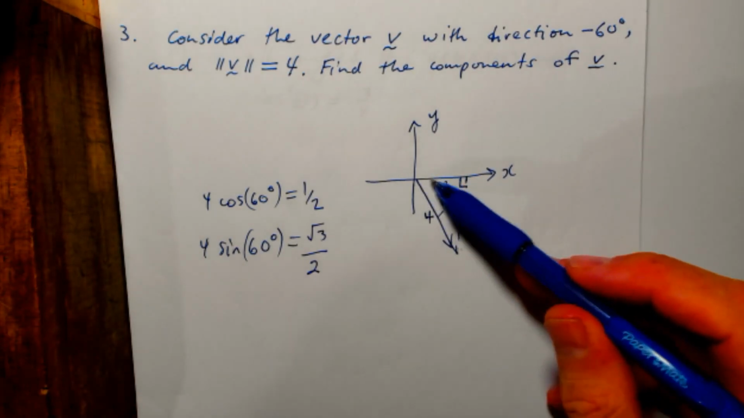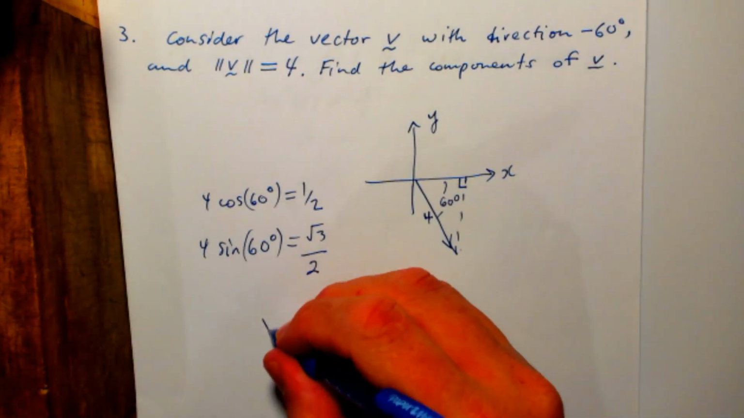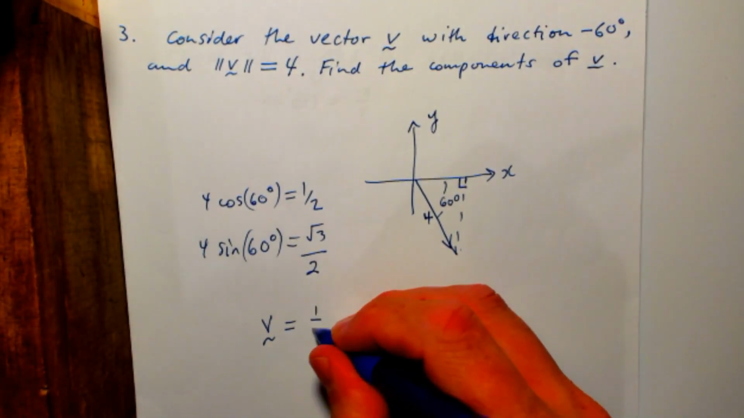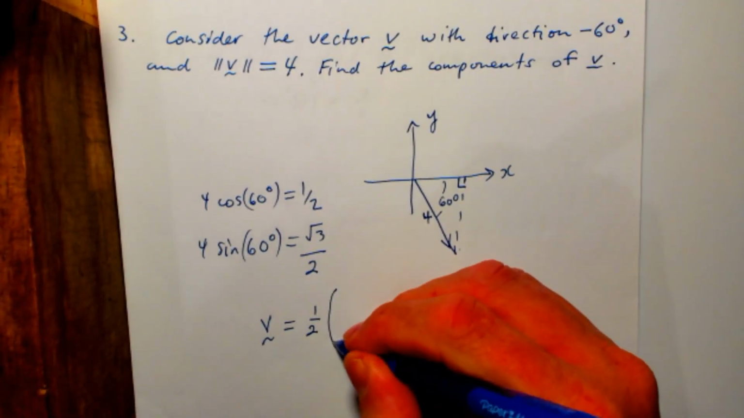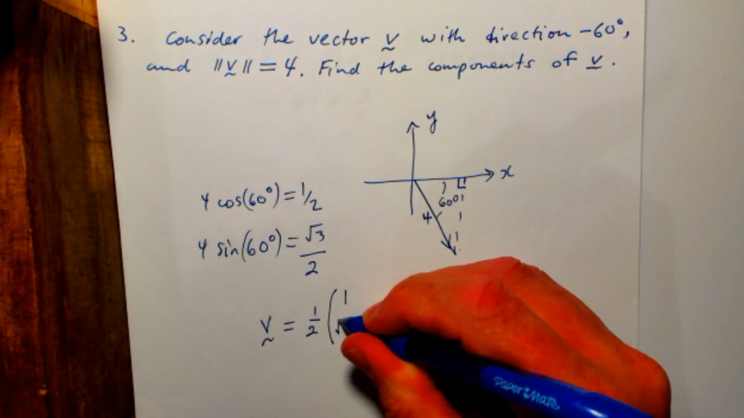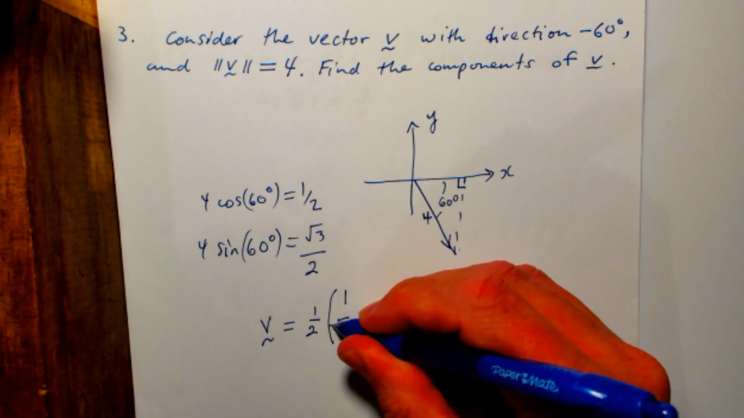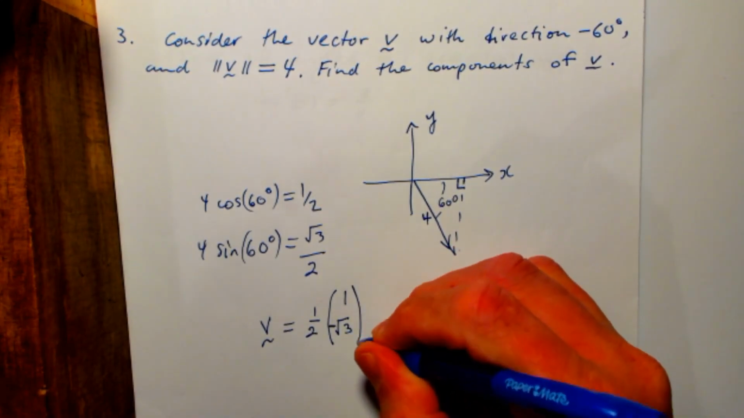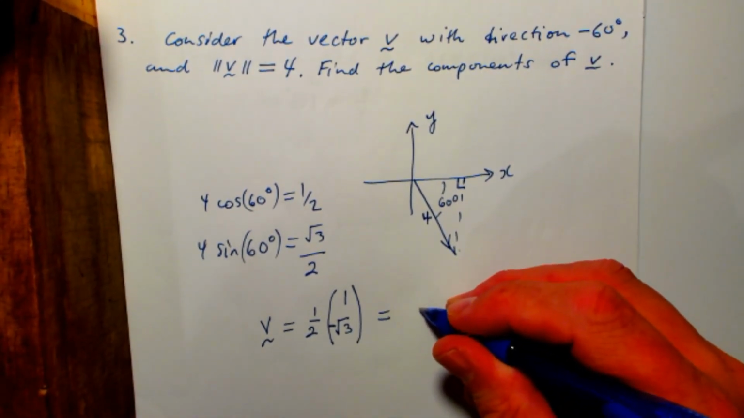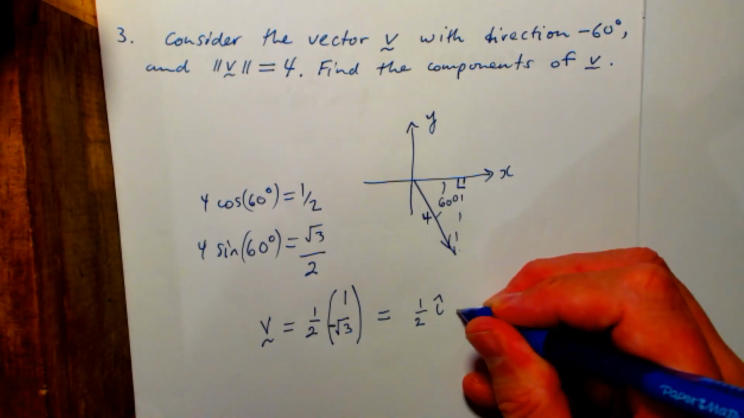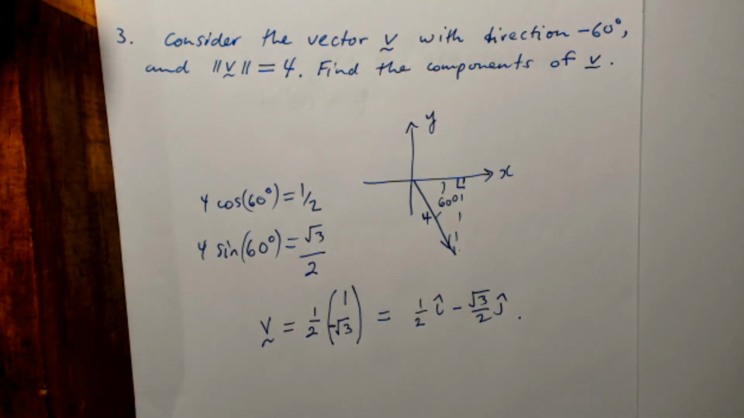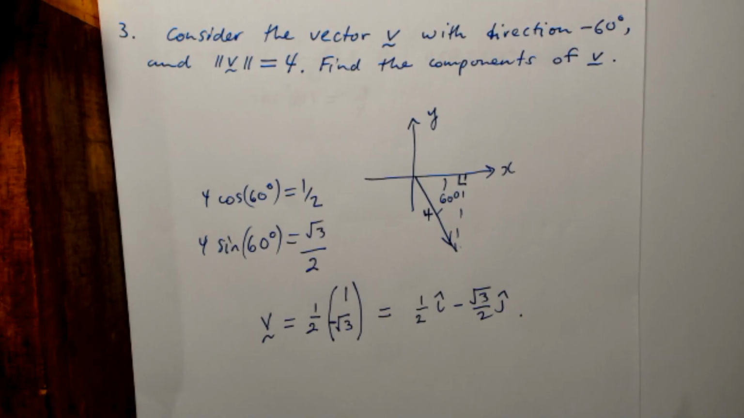Now the vector goes to the right and down, so we can say that the vector is equal to, now they both have a 1/2 in them, so I'll factor that out to make it look nicer. First component would then be 1 divided by 2, and then the second component is root 3 divided by 2, but it goes down, so it's negative. Okay, so that is it in component form, and in terms of i's and j's, we've got 1/2 i hat minus root 3 on 2 j hat. Okay, that's that one done.